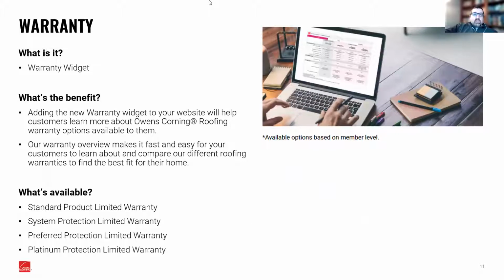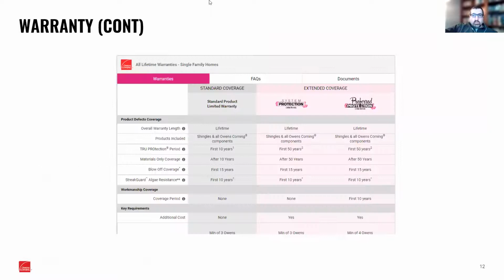And the last one we have is our warranty widget. Essentially, it goes through and talks about the warranties that we offer. It makes it real easy for a homeowner to understand the different types of warranties that we offer, what's out there, and they can compare them. This is also one that you would have to log into our portal in order to get the code, because the available options that it shows are based on your member level. And here is a close-up of essentially what one would look like.